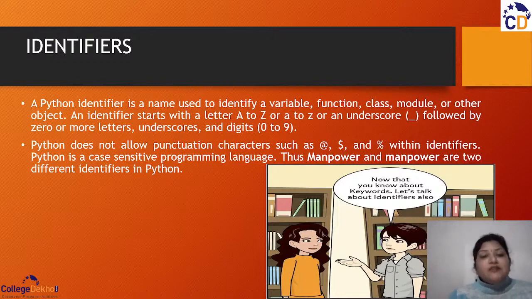So, while defining an identifier, what are the rules? And what do you mean by keywords? Right. So, I'm going to take some examples to make you clear about these things.